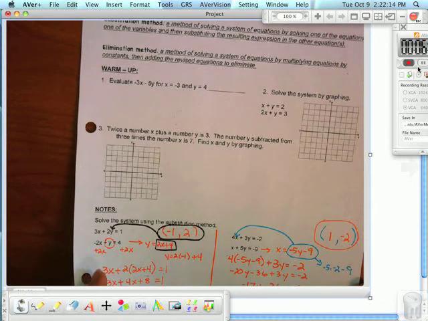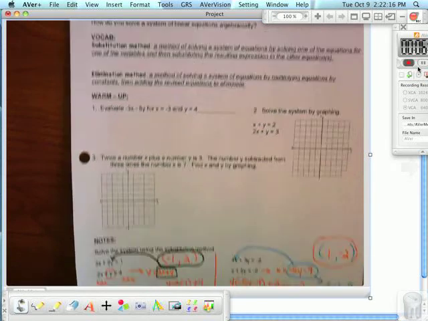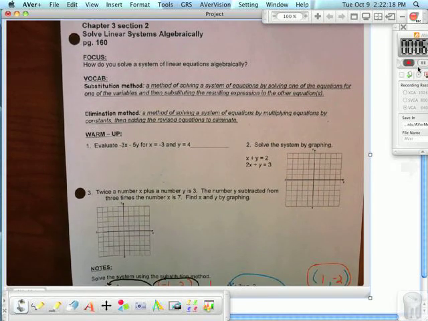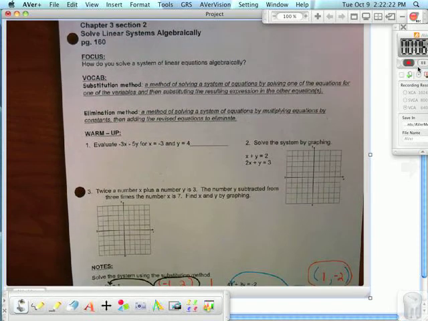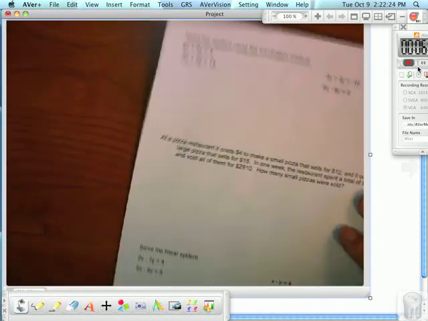Now we're going to do elimination. Elimination is solving a system of equations by multiplying equations by constants, then adding. We'll just look at it. Watch. Okay, now.